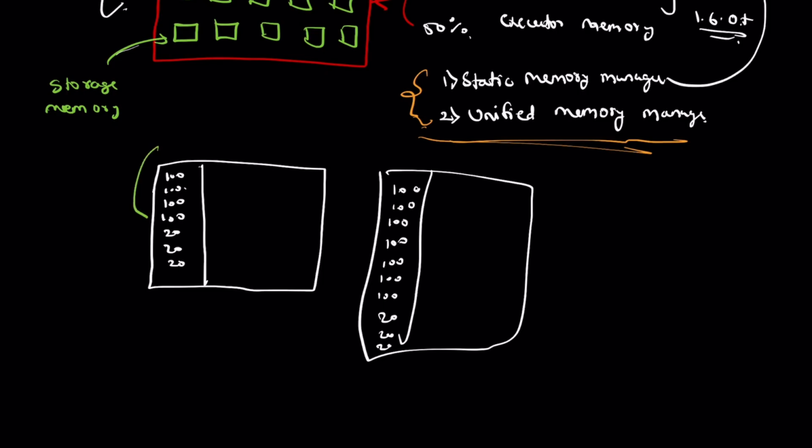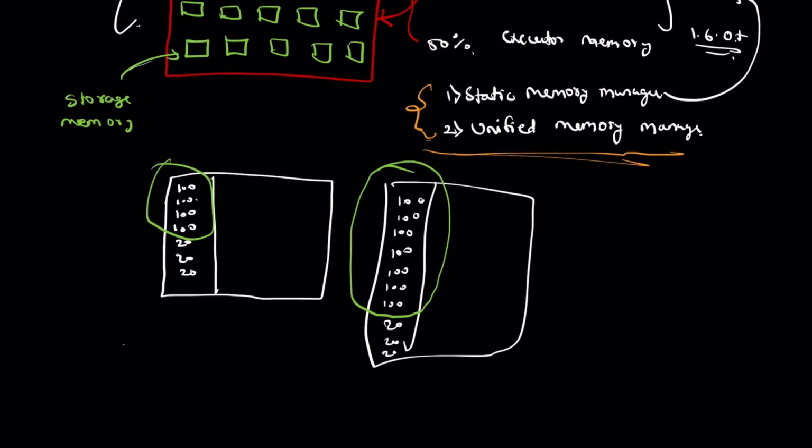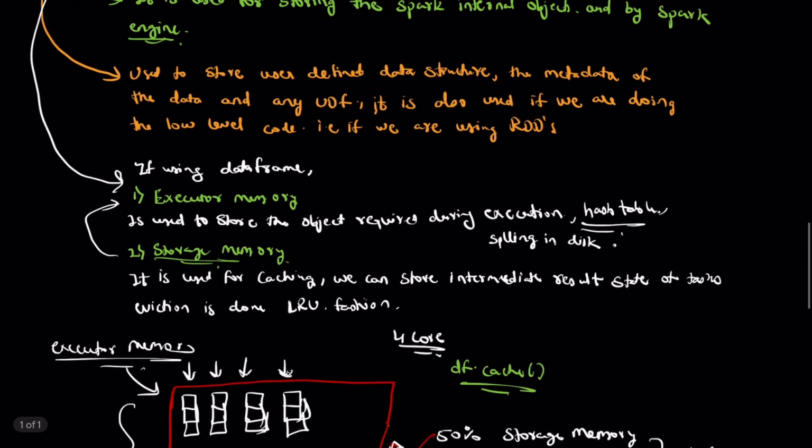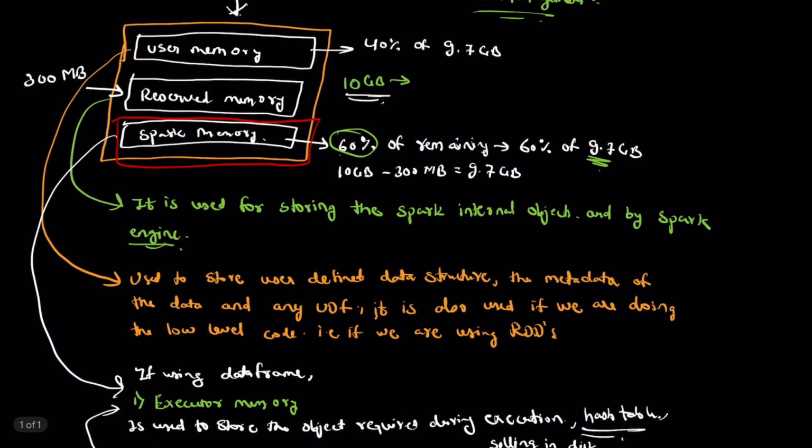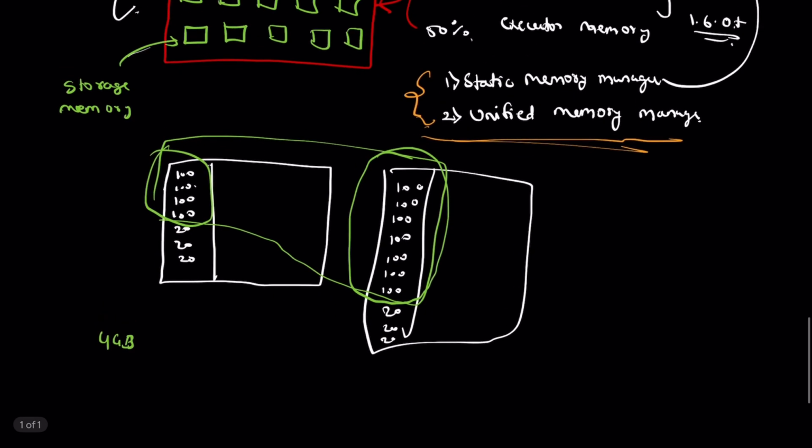the same key on the same executor. If you haven't watched our join video, how join happens in Spark, please watch our video on join to get a deeper understanding. We won't go into that depth in this video. So we have seen in our video that to perform the join, we need to bring the same key on the same executor. So let's assume that the size of this is around 4 GB. What we have seen over here is that Spark memory is 60% of 9.7 GB, and 60% of 9.7 GB is approximately 6 GB.